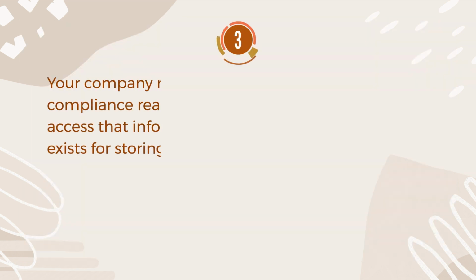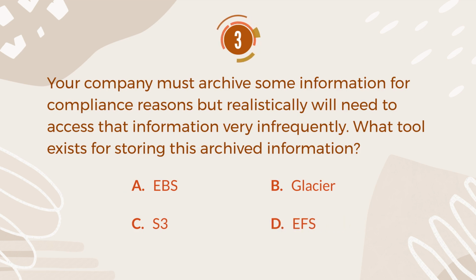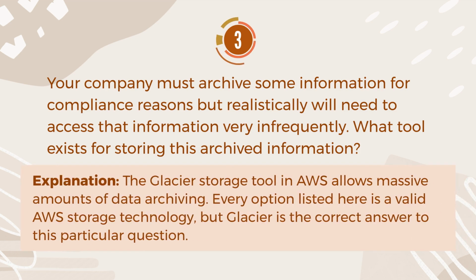Number 3. Your company must archive some information for compliance reasons, but realistically will need to access that information very infrequently. What tool exists for storing this archived information? A. Elastic Block Store. B. Glacier. C. Simple Storage Service. D. Elastic File System. The correct answer is B. Glacier. Explanation. The Glacier storage tool in AWS allows massive amounts of data archiving. Every option listed here is a valid AWS storage technology, but Glacier is the correct answer to this particular question.